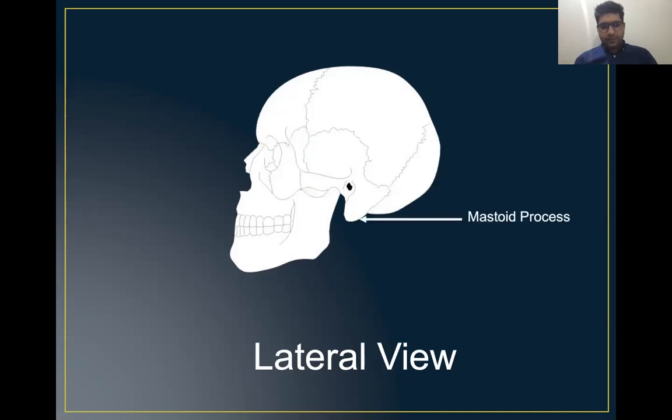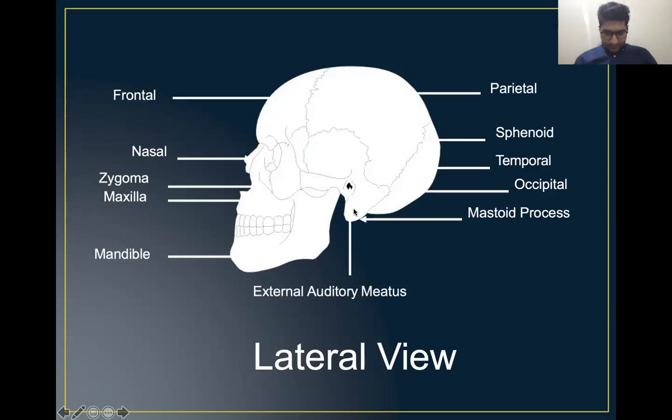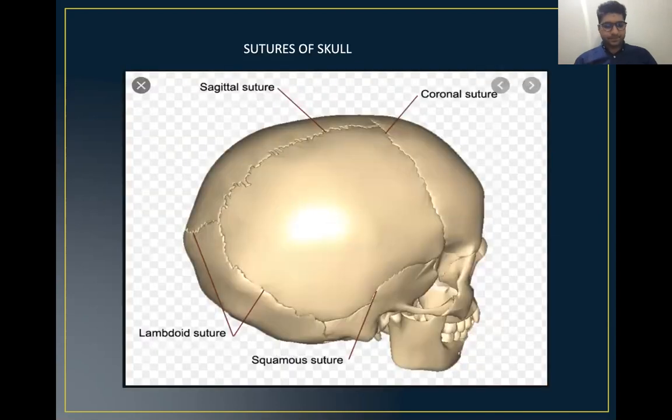This is the occipital bone, and over here is the mastoid process. As you can see, just above the mastoid process, there's a black hole around here that is called the external auditory meatus. Many of the important nerves pass through here.